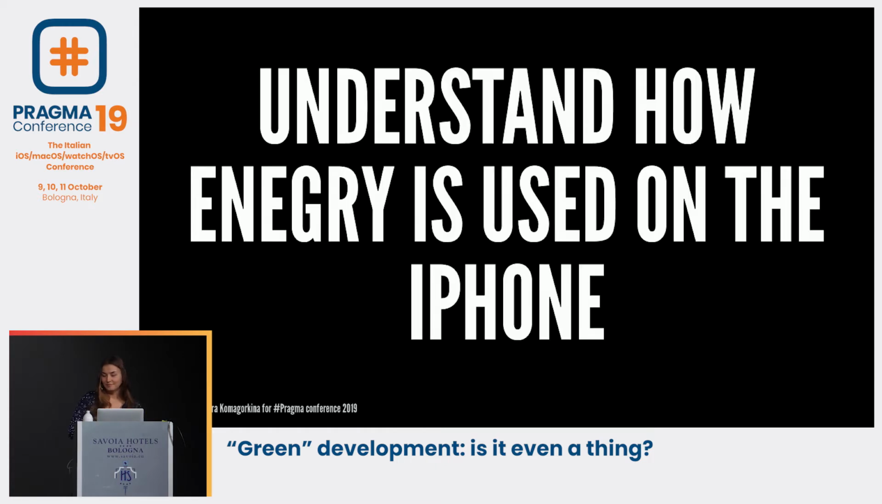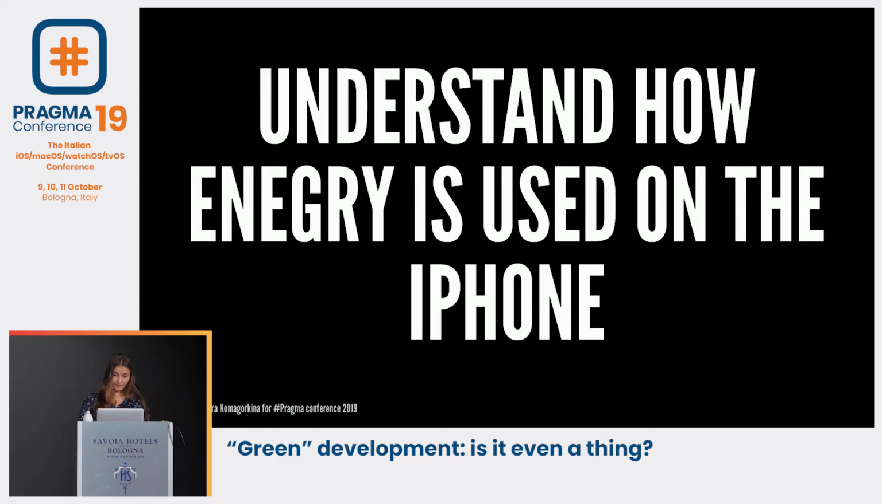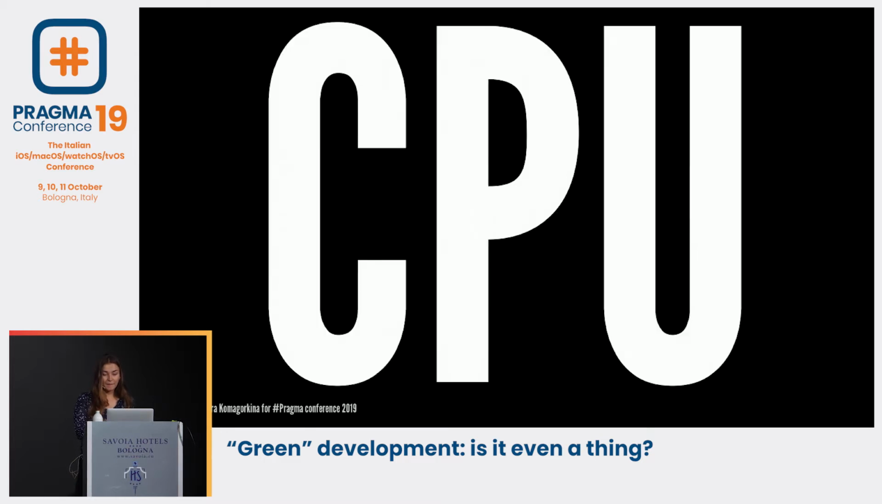So the first thing, which is good to know, is to understand how electricity is used on the iPhone. What affects the electricity consumption on the phone? There is no single solution for conserving energy on the device. If you think about it, everything consumes electricity. And the major consumer of energy is the CPU. The central processing unit, high periods of CPU rapidly drain users' battery.